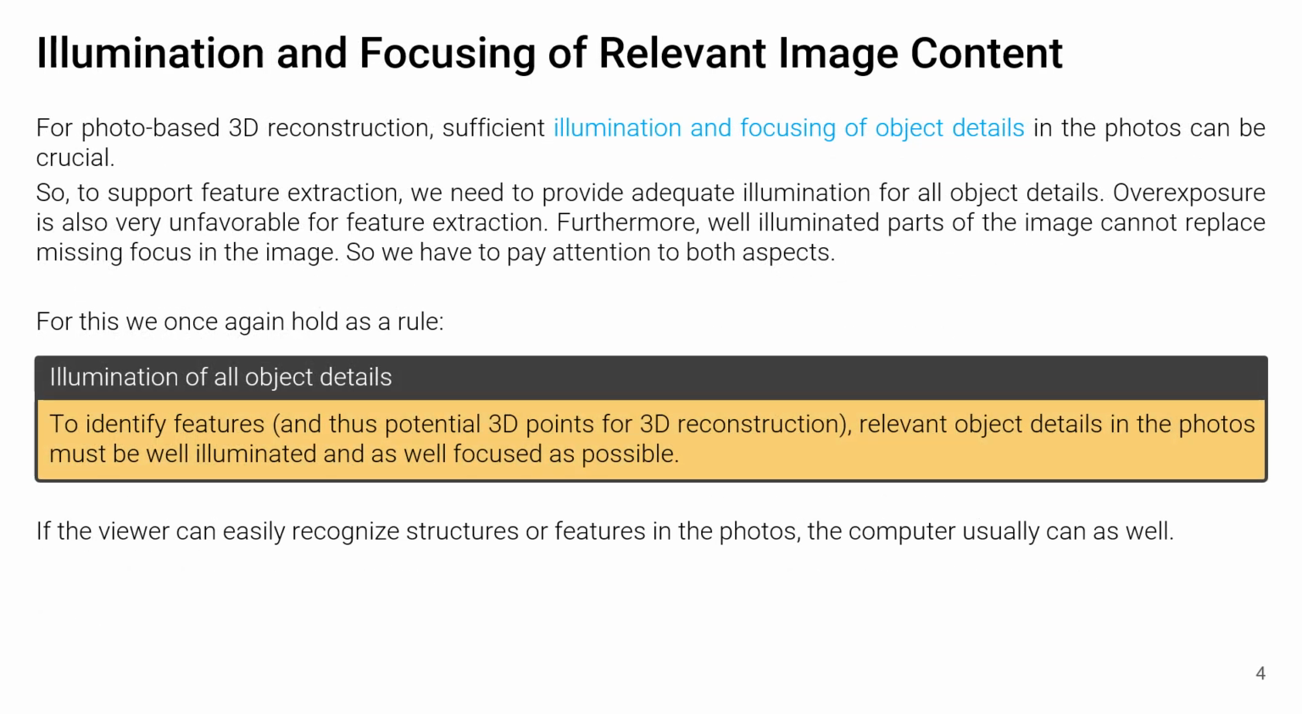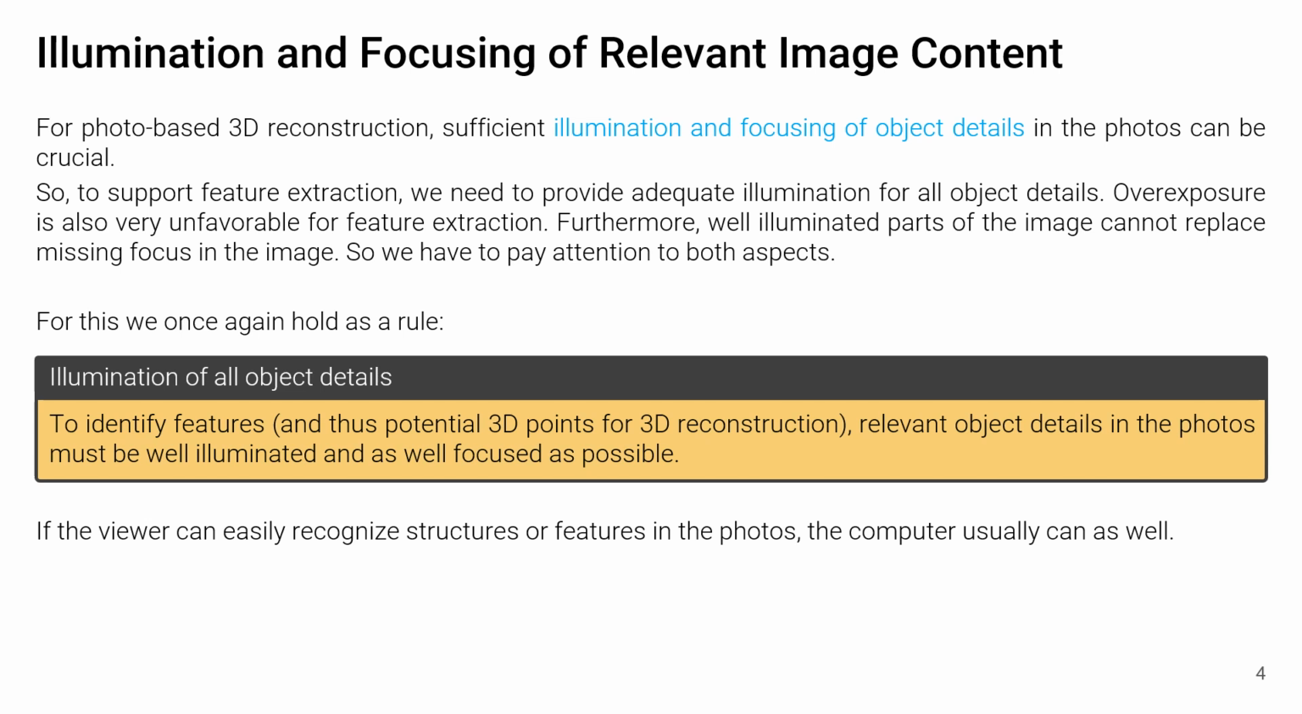For photo-based 3D reconstruction, sufficient illumination and focusing of object details in the photos can be crucial. We have seen that feature extraction specifically looks for edges and image elements with different intensities. This knowledge is very useful right now to make good image acquisition decisions. So, to support feature extraction, we need to provide adequate illumination for all object details. Overexposure is also very unfavorable for feature extraction.